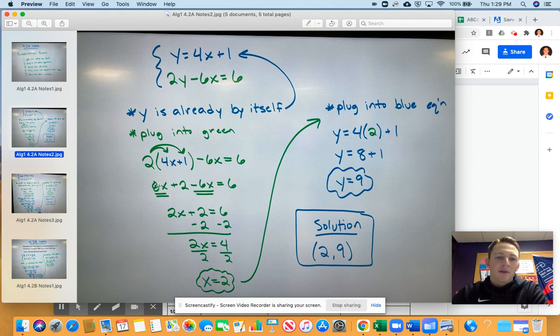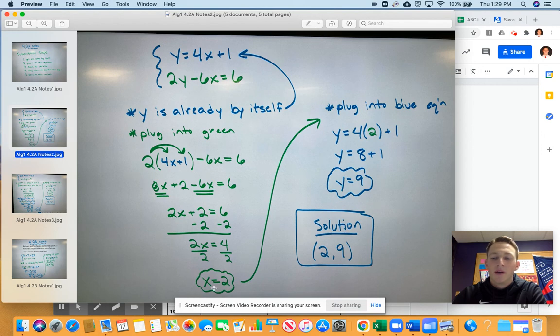Now we distribute, so we have 8x plus 2 minus 6x equals 6. We just distributed that 2. We're going to combine our like terms, so 2x plus 2 equals 6. Now we're going to try to solve for x. So we are subtracting 2, and we have 2x equals 4, divide by 2, and x equals 2.